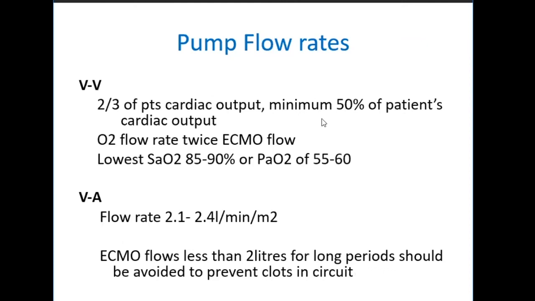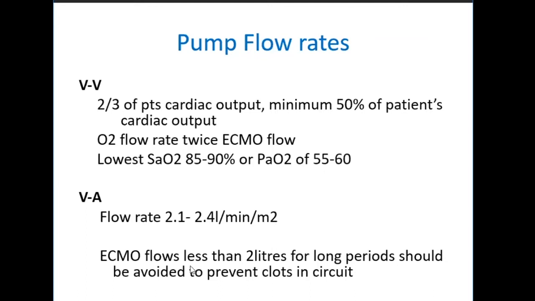The pump flow rate of the ECMO, in VV ECMO, should support two-thirds of the cardiac output, usually around 4 to 6 liters. The target lowest saturation should be 85 to 90%, and PaO2 should be 50 to 60. This is the target in VV ECMO. In VA ECMO, the flow rate can be kept at 2.1 to 2.4 liters per minute per square meter, which means it should also be around 3 to 4 liters.